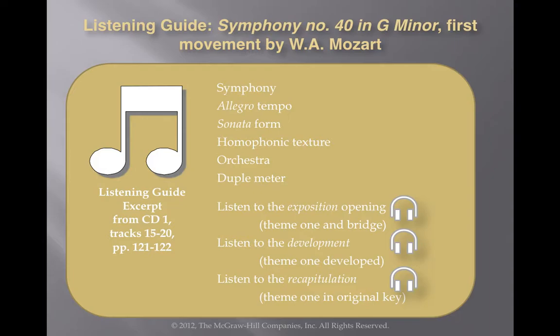The listening example for this chapter is Mozart's Symphony No. 40 in G minor. Various assignments will guide you through how to listen for sonata form and help you understand what to hear in a classical piece of music. That concludes the lecture for chapter 11.